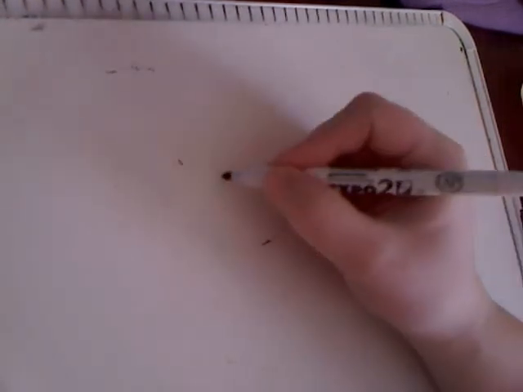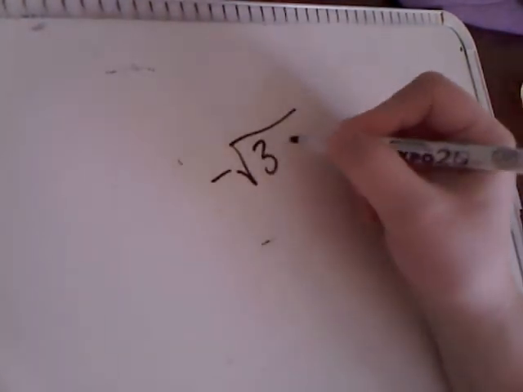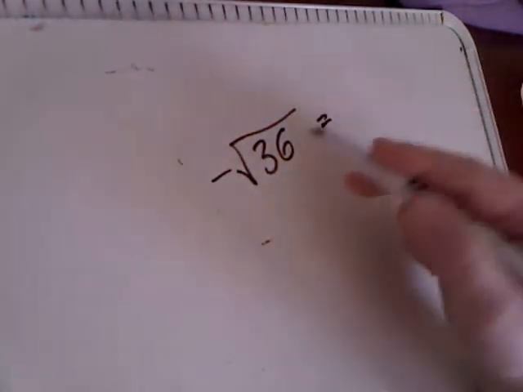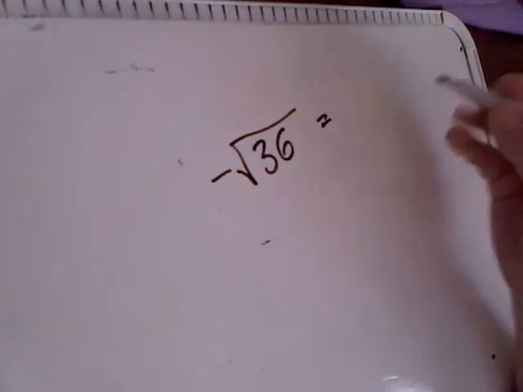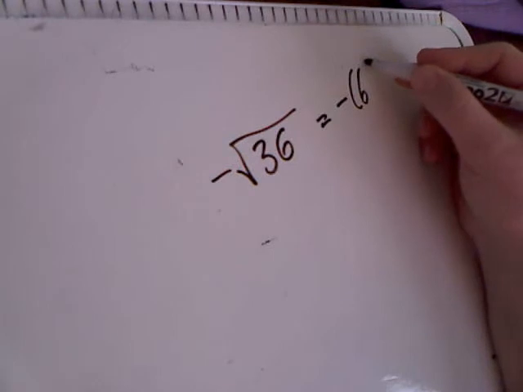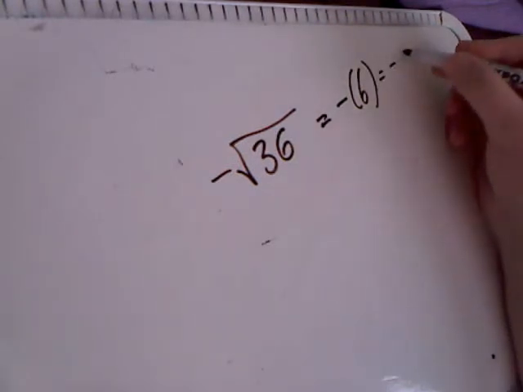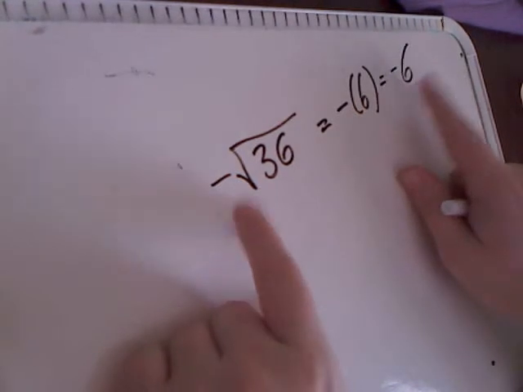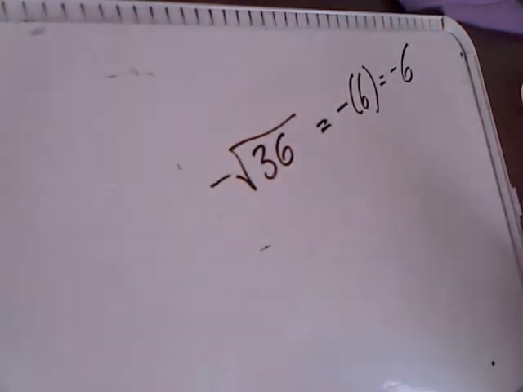One other important thing to note with the square roots is that you might see a negative sign thrown in there. If you see this, this means the opposite of the square root of 36. The opposite of the square root of 36 would be the opposite of 6, which would just be negative 6. So here is where you get a negative answer for sure, and you know that that's what it's supposed to be.